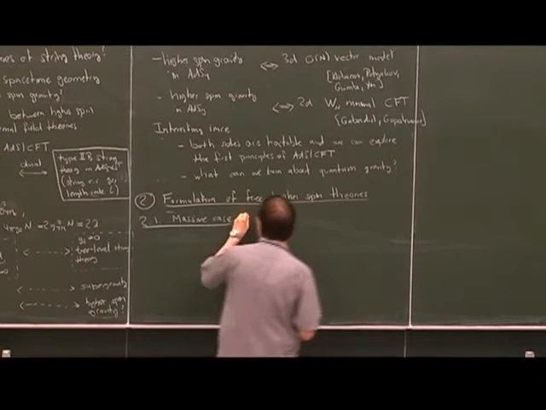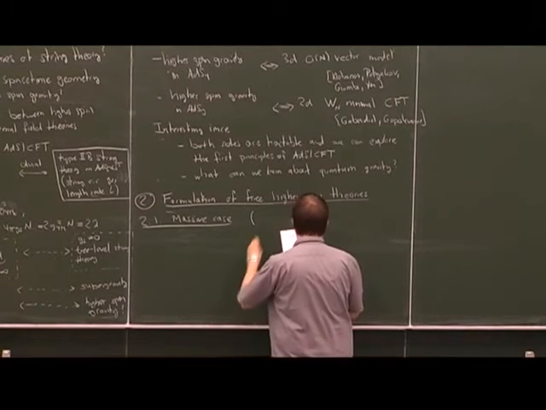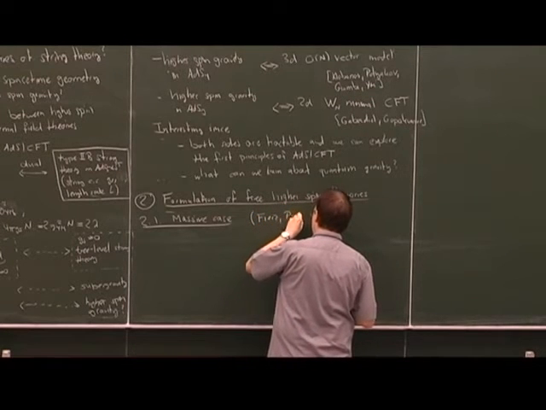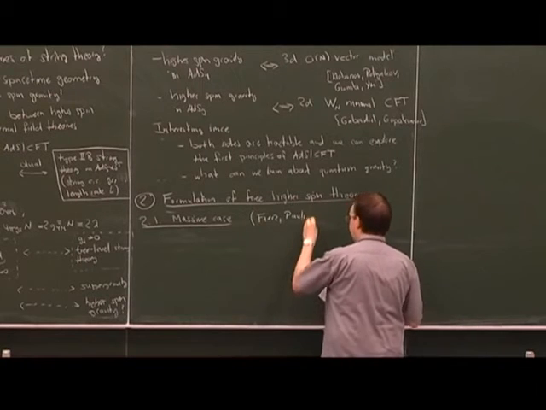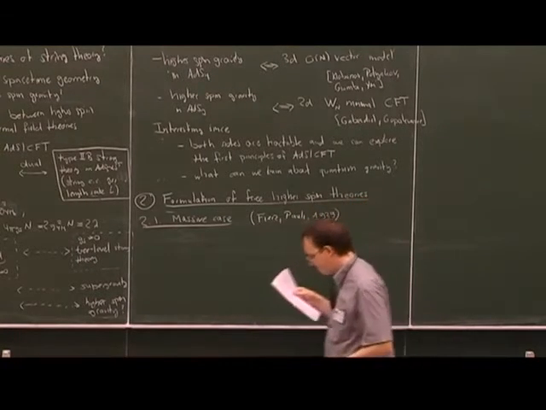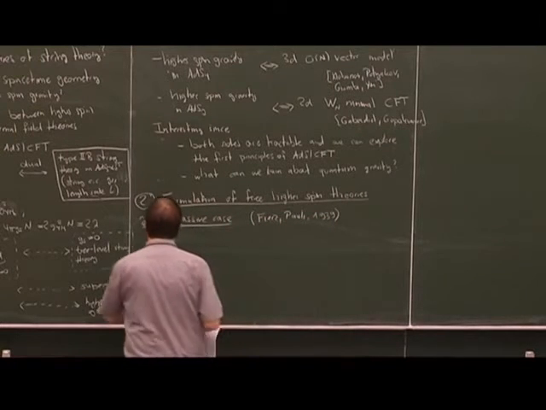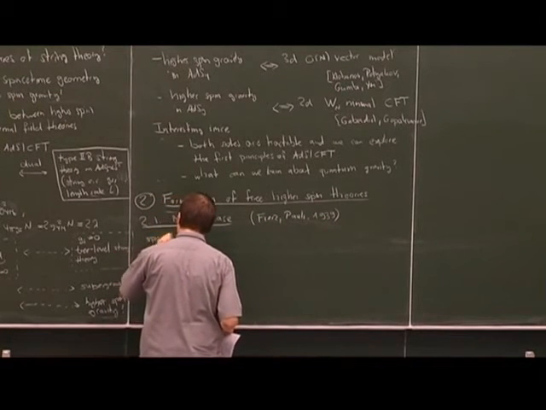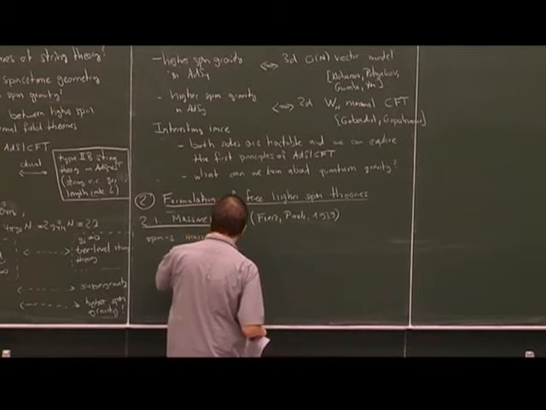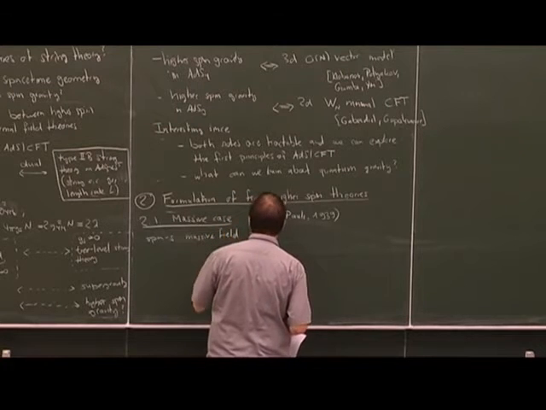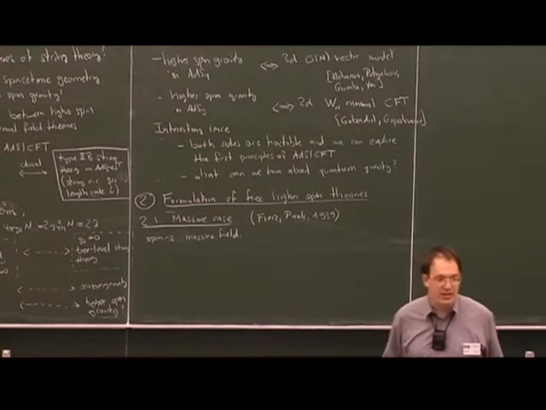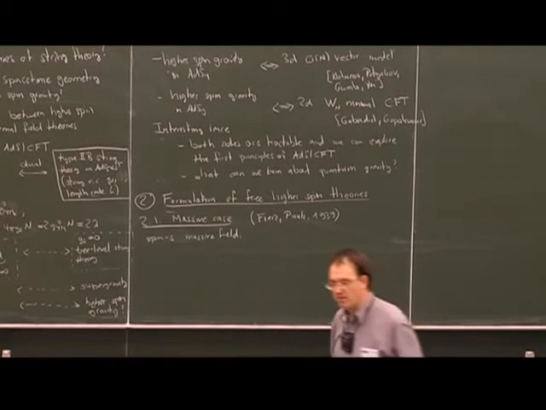So this study was initiated by Fierz and Pauli in 1939. So it's a pretty old, pretty boring subject. So what are the spin S massive fields? Fierz and Pauli just wrote down the field content and the equations of motion. They didn't bother about a Lagrangian formulation.